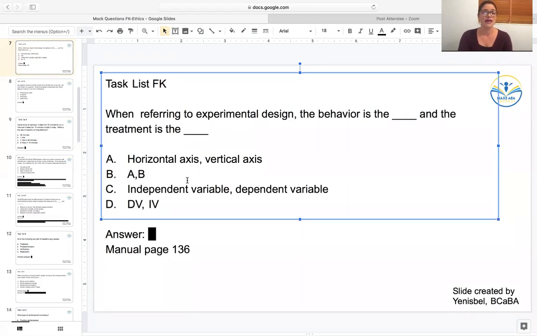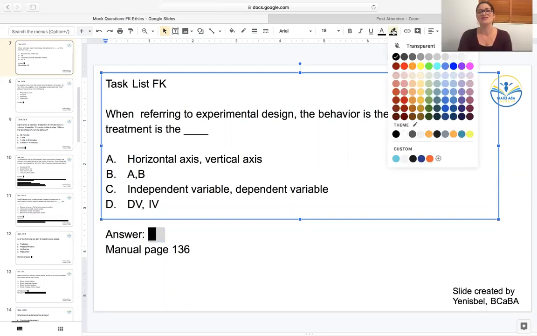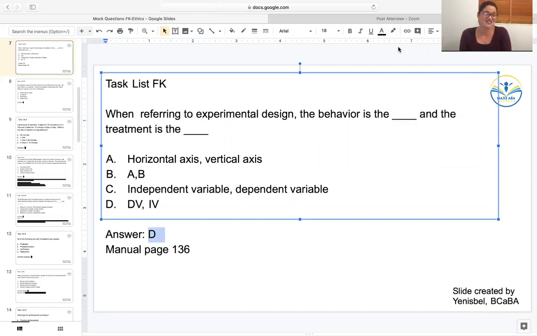So A is horrible, but I want you to think about this one. I made it look simple, but it's not. I'm going to read it again. When referring to experimental design, the behavior is the blank, and the treatment is the blank. A, horizontal axis, vertical axis. B, AB. C, independent variable, dependent variable. Or D, dependent variable, independent variable. D. Oh, D. I tried to trick you. Since Martin had given the answer, I was like, oh, it's tricky.